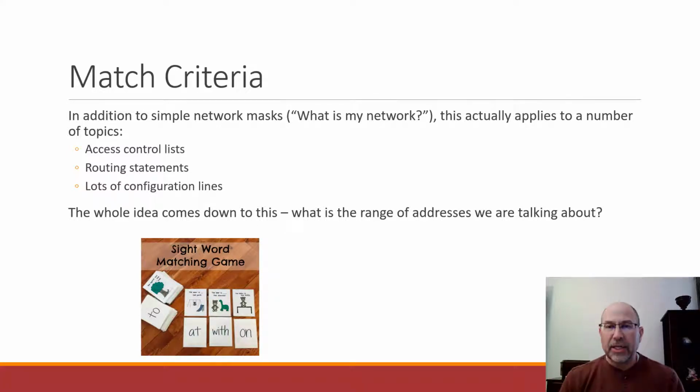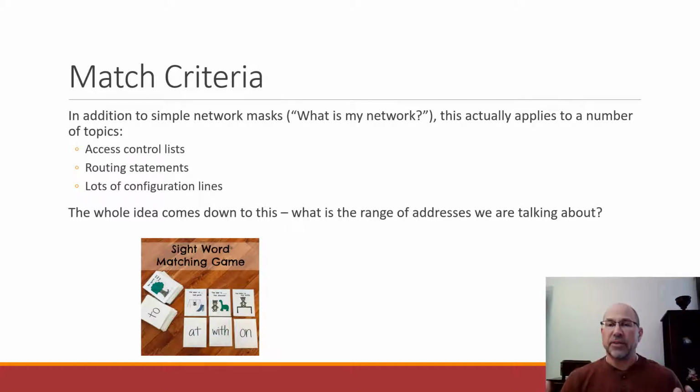So in addition to the simple idea of a network mask, which says I take my IP address and I AND it with my mask, and that tells me the network that I'm on, match criteria and the use of mask actually applies to a wide variety of topics, including access control lists, security kinds of things, but we can also use those with network address translation or quality of service, and also routing statements.